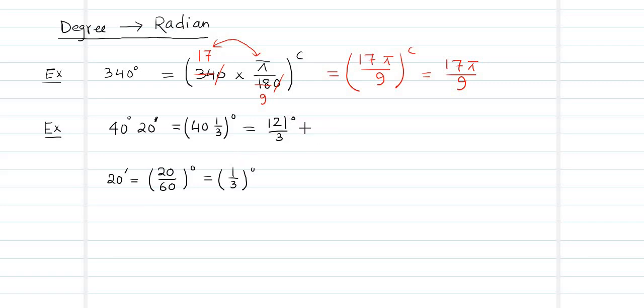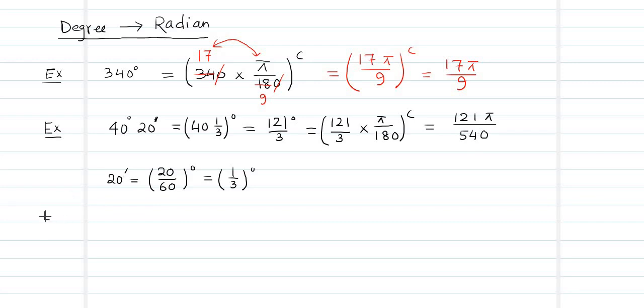Now as before, 1 degree is equal to pi by 180 radian. So this is equal to 121 by 3 into pi by 180 radian, which is equal to 121 pi by 540 radian.